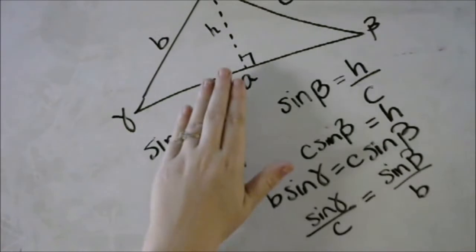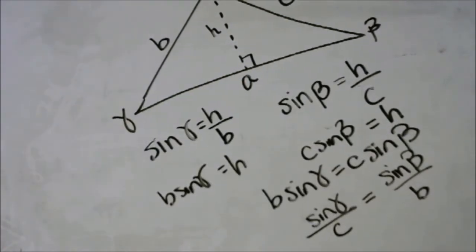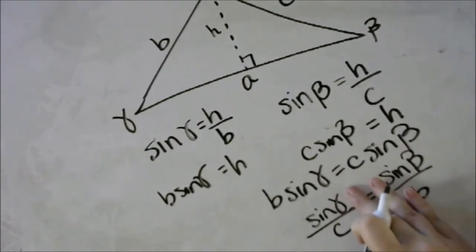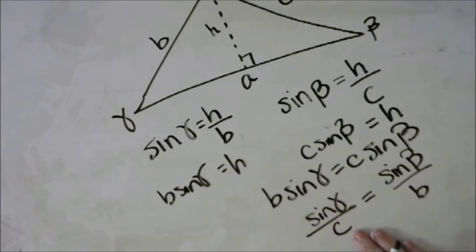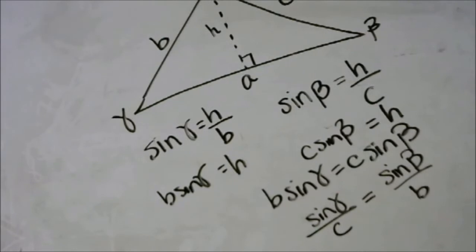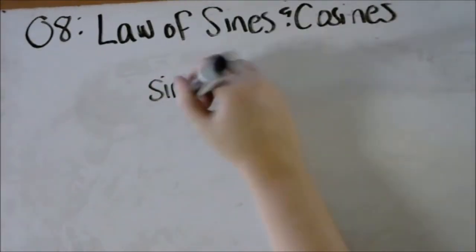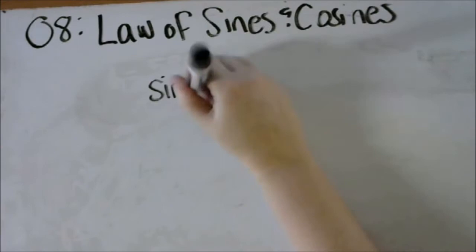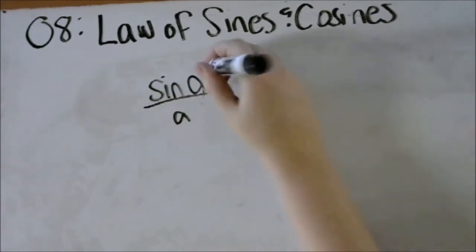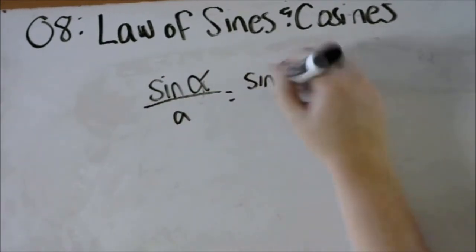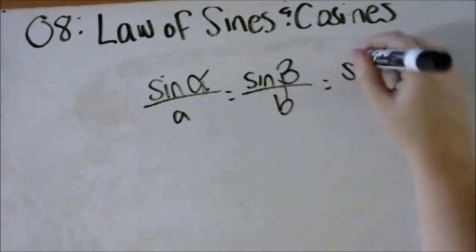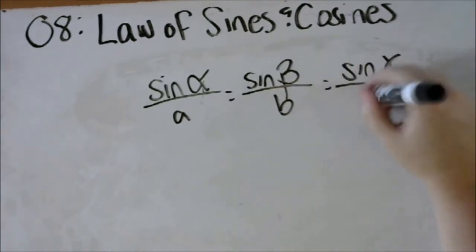Imagine that we continue to do that for alpha as well, and you would find that the sine of an angle over its side is proportionate for all three angles in a non-right triangle. So the law of sines states that sine alpha over A is equal to sine beta over B is equal to sine gamma over C.